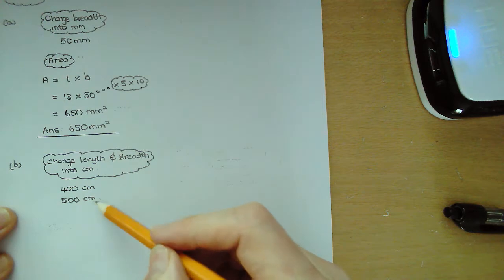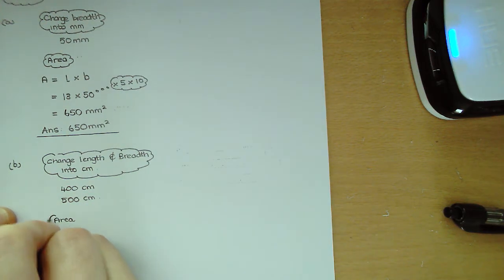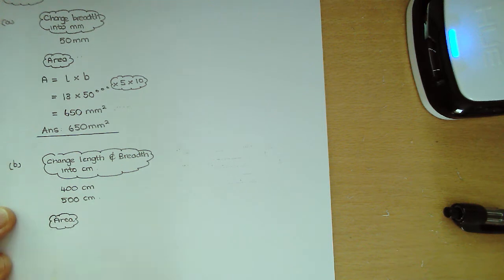Now that the length and breadth are in centimeters, we can work out the area. So area. So write out our formula. Area of any rectangle or square is length multiplied by breadth. And then we're going to sub in the values. So the length was 400. We're multiplying by the breadth, which is 500.